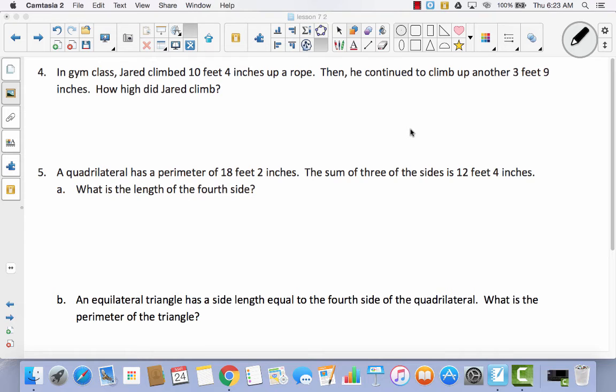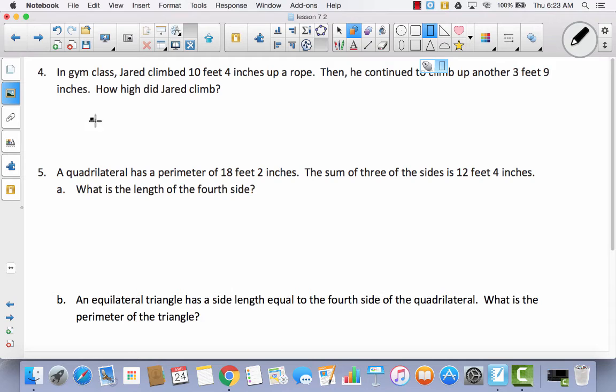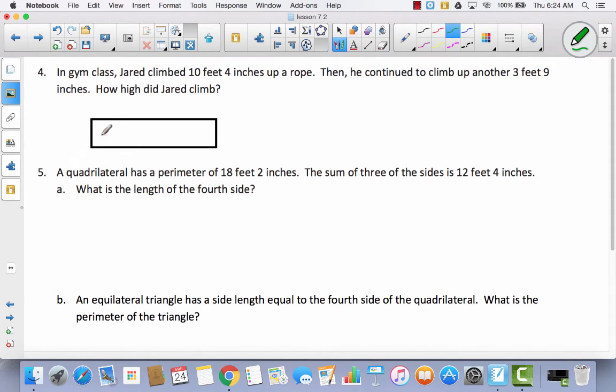In gym class, Jared climbed 10 feet 4 inches up a rope. Then he continued to climb up another 3 feet 9 inches. How high did Jared climb? So listen to the words of the problem. Are we comparing or are we finding a total? I'm hearing a total. How high did Jared climb? So I'm going to start with my tape diagram here. And Jared climbed in 2 parts, right? He started with climbing 10 feet 4 inches.